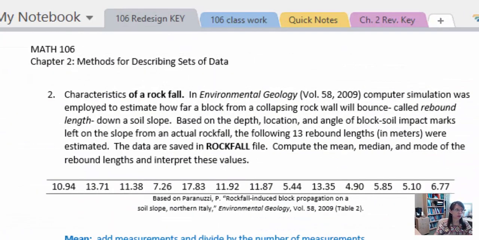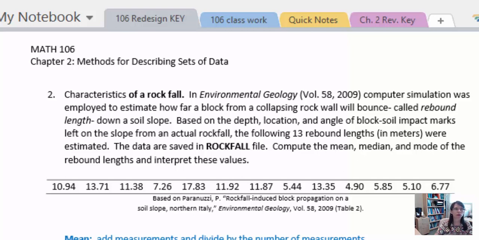In this video, we're continuing our discussion about measures of central tendency, and the example we have deals with the characteristics of a rock fall. In environmental geology, computer simulation was employed to estimate how far a block from a collapsing rock fall will bounce, and this is called rebound length down a soil slope.